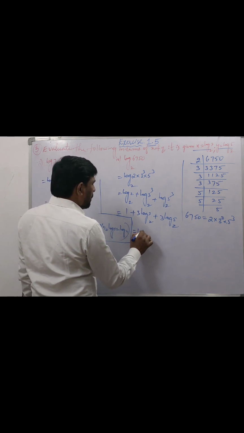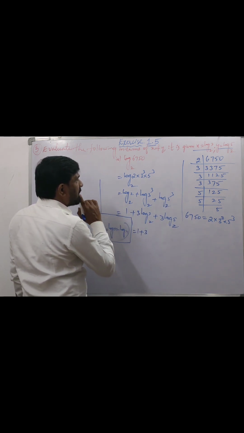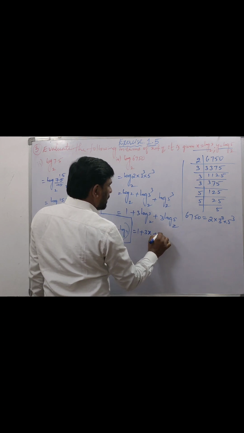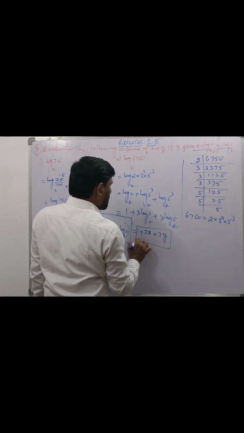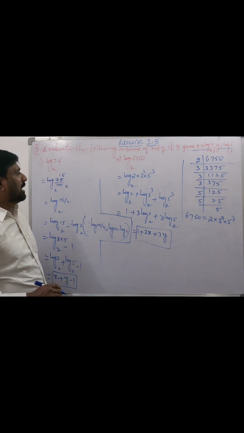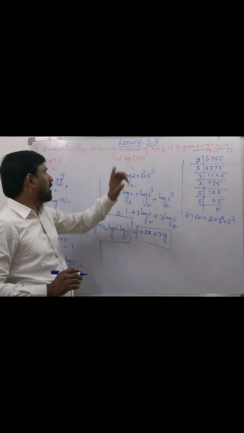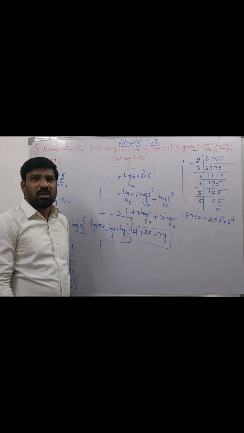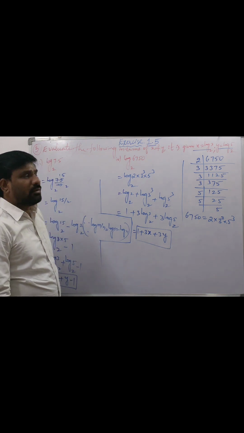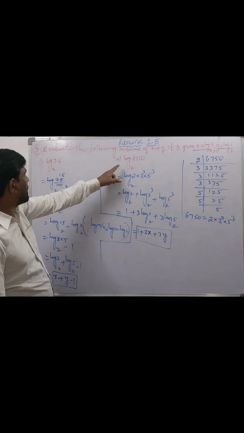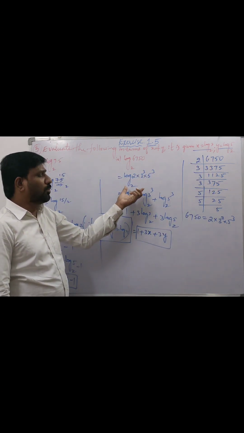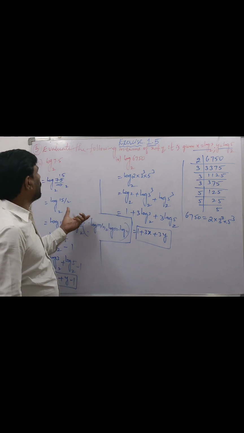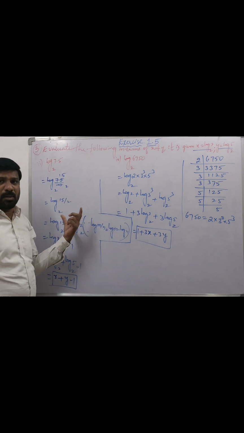Now that is equal to 1 plus 3, where log 3 to the base 2 is given as x, and log 5 to the base 2 is given as y. So 1 plus 3x plus 3y is the expression in terms of x and y of the logarithm of 6750 to the base 2. Clear? For the third problem, log 60 to the base 2 is given. For 60 you do the prime factorization in the same way you proceed. Right? This is about the third problem.